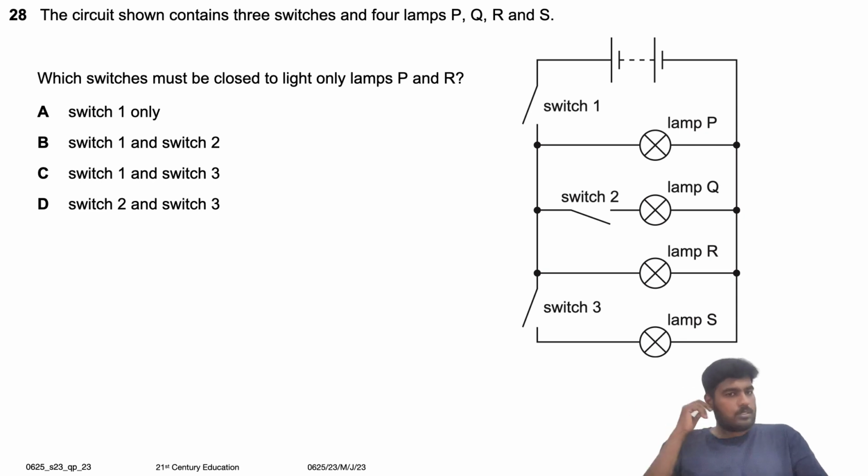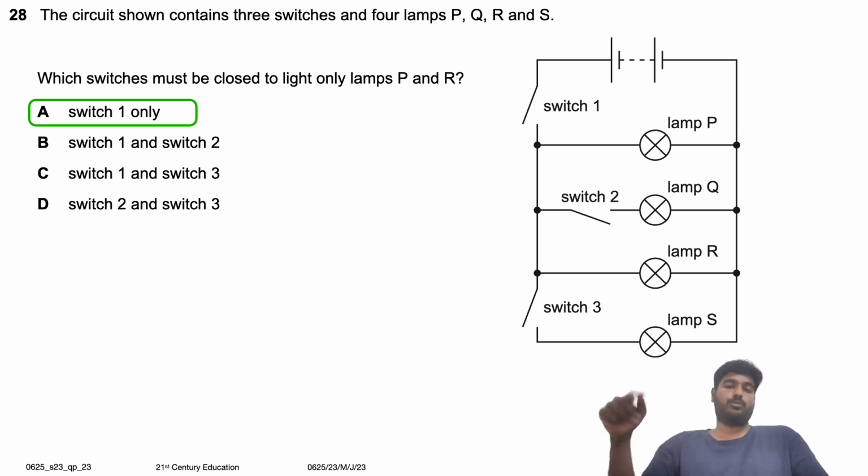The circuit shown contains 3 switches and 4 lamps P, Q, R and S. Which switch must be closed so that light only P and R? Okay. If we close the switch 1, both P and R are connected. Switch 1 only. Then if we want the lamp S and Q to be on, then we have to close switch 2 and 3, which is out of our regime.